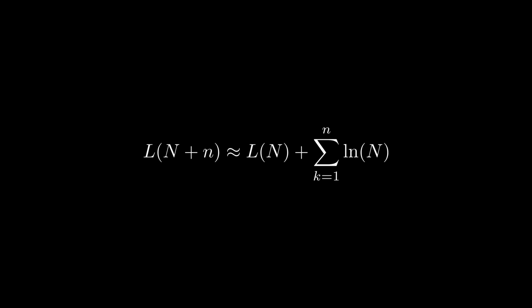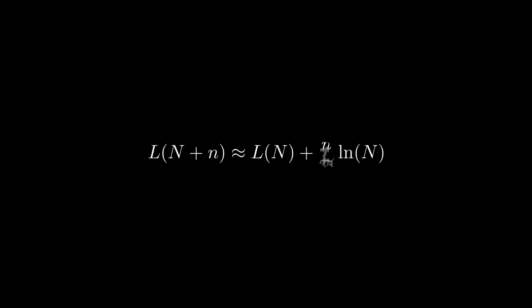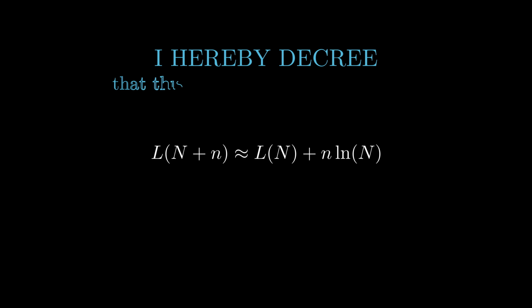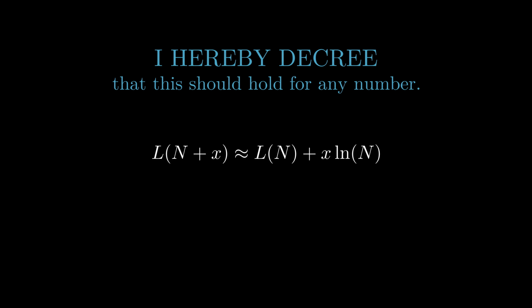And with that done, the sigma notation becomes overkill. We're just adding the log of big N to itself, little n times, which is precisely the same as multiplying it by little n. And just like magic, this formula no longer requires little n to be an integer. Once again, this isn't something we can prove, so I hereby decree that this holds for any number. And to signify this, I'll once again replace the little n's with x's.